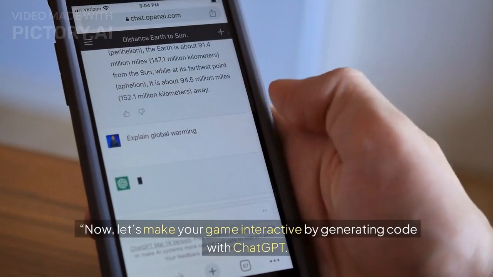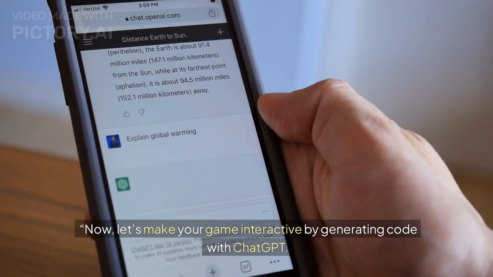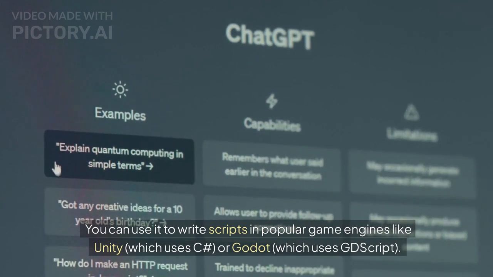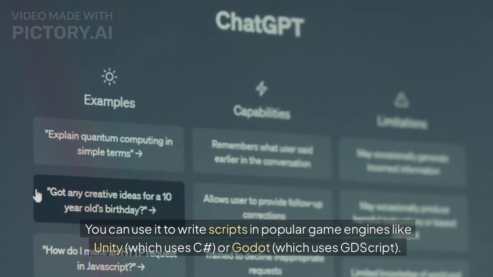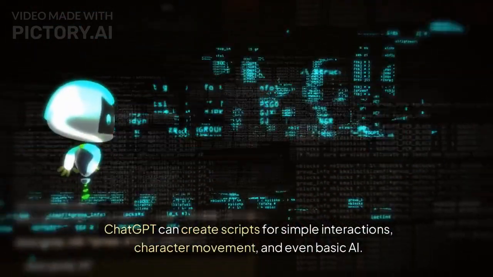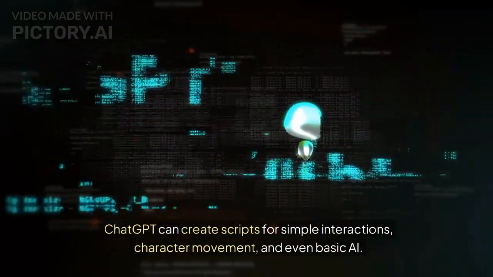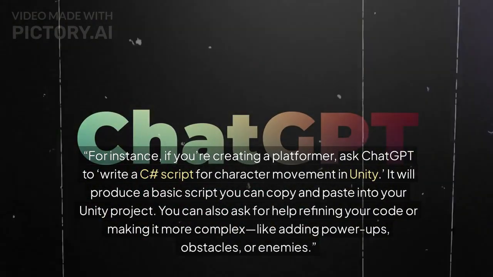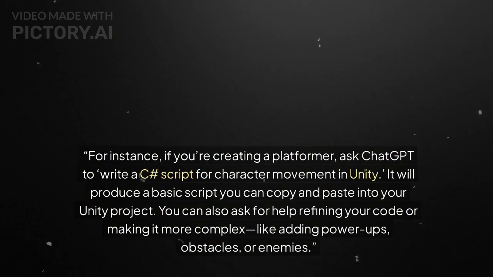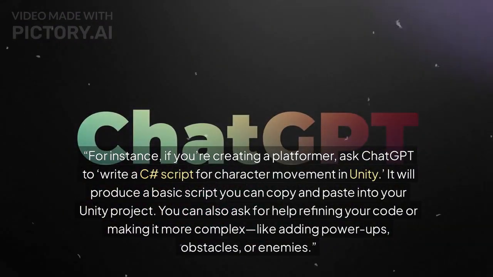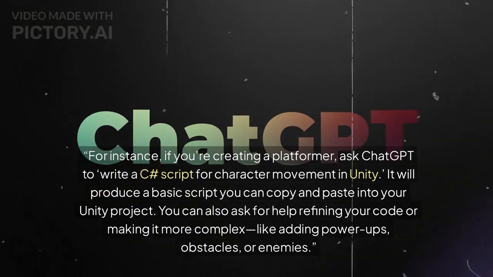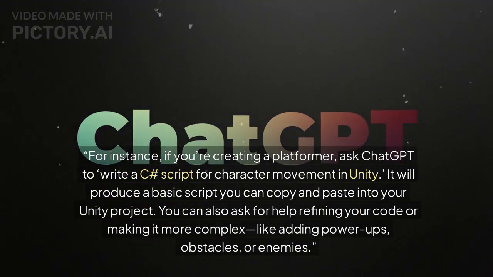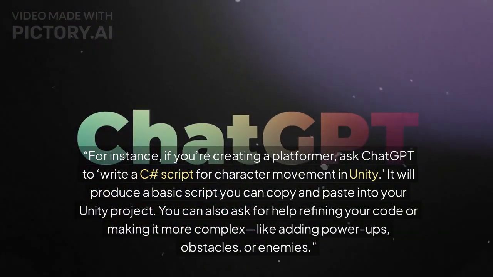Now, let's make your game interactive by generating code with ChatGPT. You can use it to write scripts in popular game engines like Unity, which uses C#, or Godot, which uses GDScript. ChatGPT can create scripts for simple interactions, character movement, and even basic AI. For instance, if you're creating a platformer, ask ChatGPT to write a C# script for character movement in Unity. It will produce a basic script you can copy and paste into your Unity project. You can also ask for help refining your code or making it more complex, like adding power-ups, obstacles, or enemies.